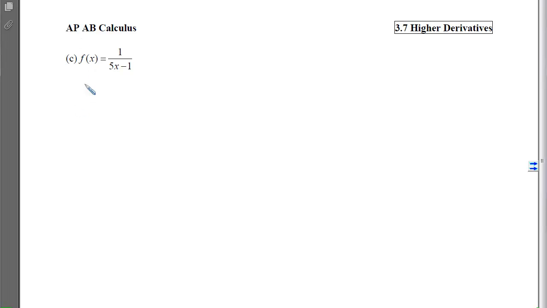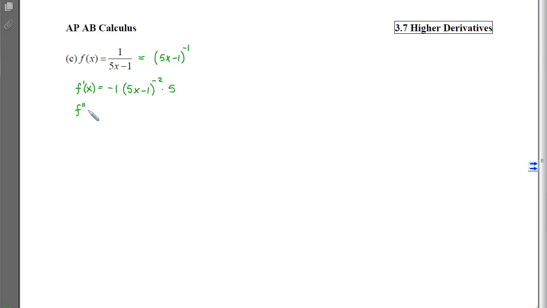So let's look at part C now, which is a little bit tougher. To make this easier, I'm going to rewrite this as a 5x minus 1 to the negative 1. If I take the first derivative, I'm going to apply the power rule first. So I'll bring that negative 1 down in front, I'll subtract 1 from the power, and I'll multiply by the derivative of the inside.